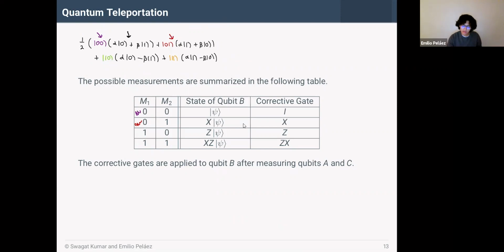And that corresponds to the state alpha 1 plus beta 0, which is just the same as an X applied to the qubit P we wanted to teleport, okay? So just X, remember that this was alpha 0 plus beta 1. We just flip 0 with 1, 1 with 0. So it's beta 1 plus alpha 0. Sorry, I did it wrong.